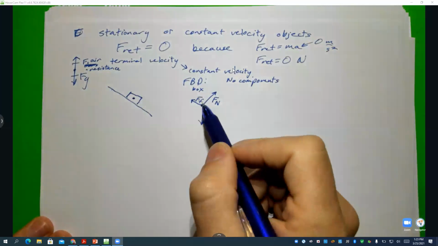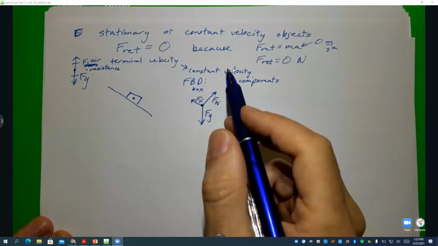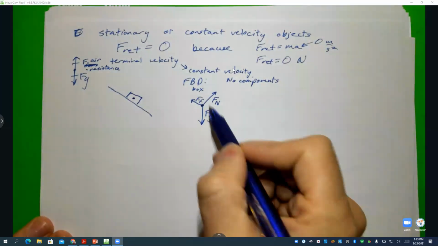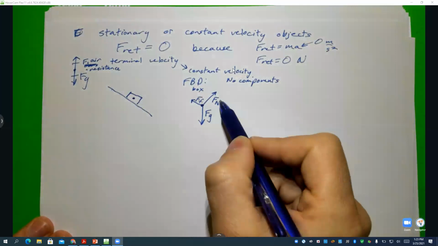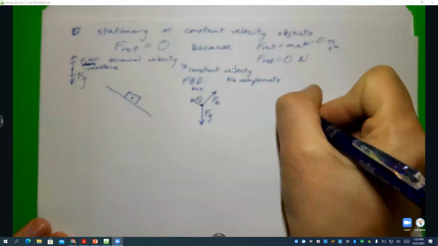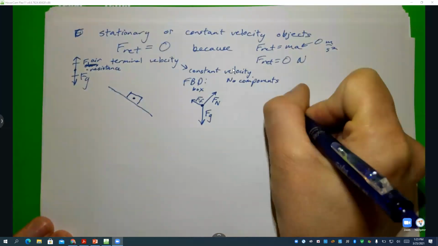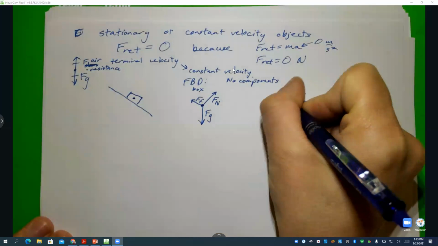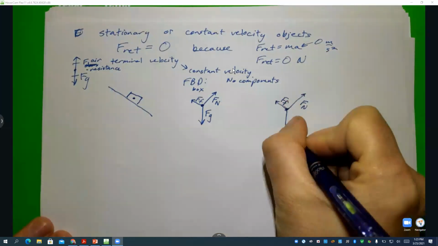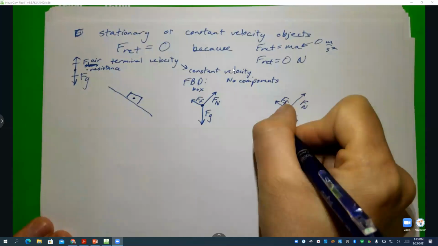But if you wanted to solve for force of friction, solve for the normal force, something like that, then what you should do is draw these two forces, and then I'll remind you to break your force of gravity into its components.